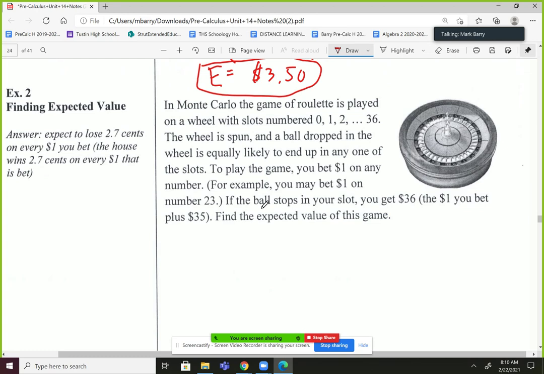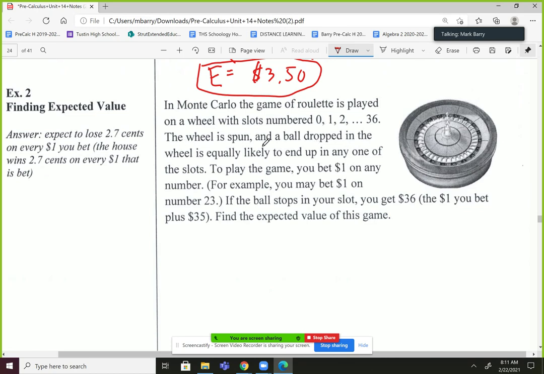So let's look at this one. It says here, in Monte Carlo, the game of roulette is played on a wheel with slots numbered 0, 1, 2, all the way to 36, okay? So on this wheel, there is 0 through 36. I'll tell you, in Vegas, they actually have another spot. They have 0, 00, and then every number up to 36. They actually have one more than this, but in Monte Carlo, they take one away.